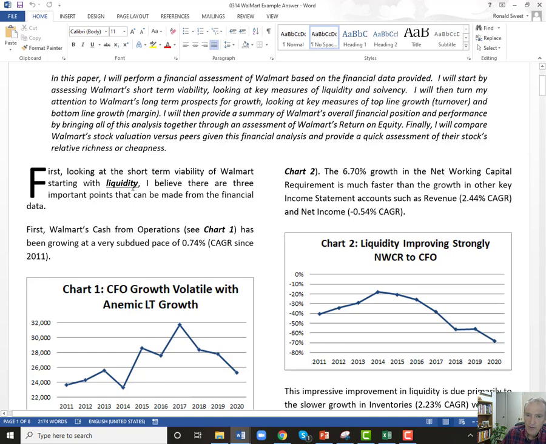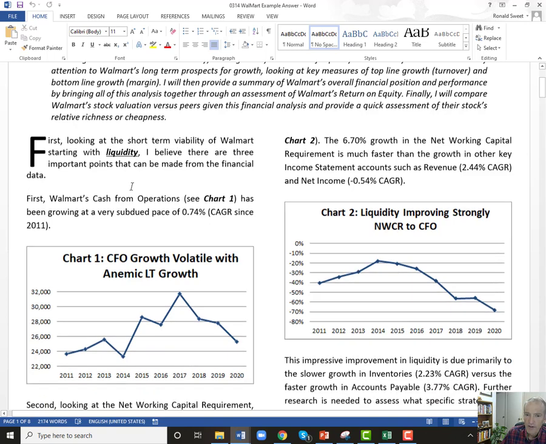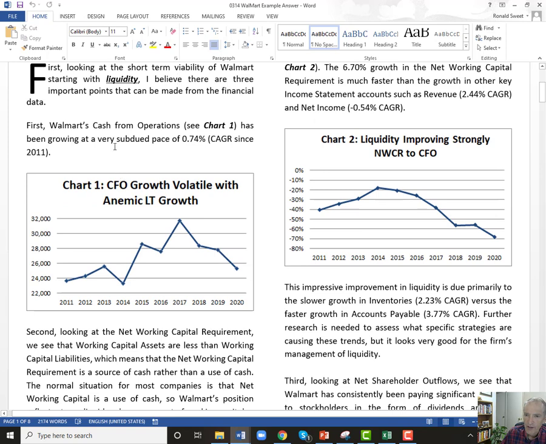So let me walk you through it. I'm going to walk you through Walmart. So for liquidity, there's 3 things I talked about. The first one is the trends in cash from operations. So we're going to talk about 3 things on the liquidity. The first one is trends in cash from operations. We can see their cash from operations grew from 2011 to 2020, hardly grew at all.